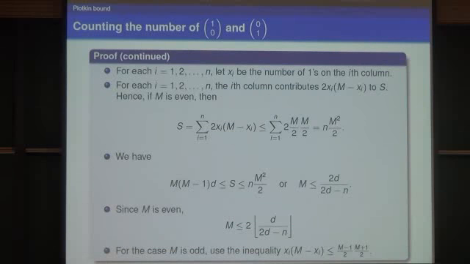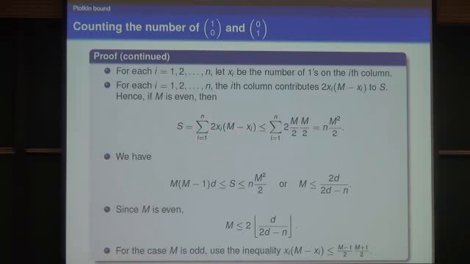And now we count by looking at the columns. As before, we let xi be the number of ones in the i-th column. Now we look at one column. For each i, we pick one from the xi and one from the other, the m minus xi, because it should be 0, 1 or 1, 0. And we count 2 times. So S is the sum of this.